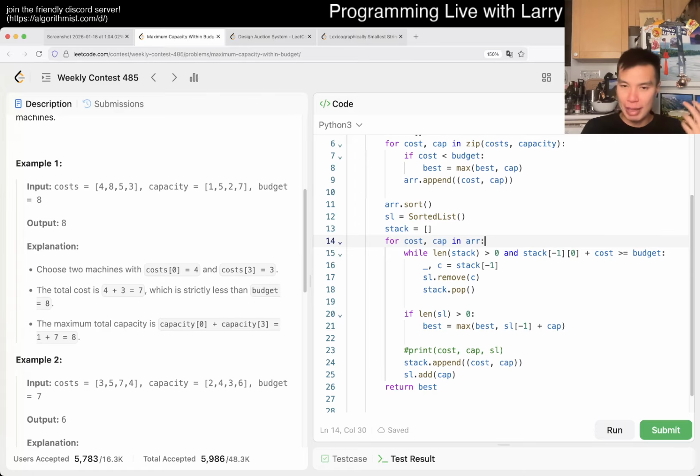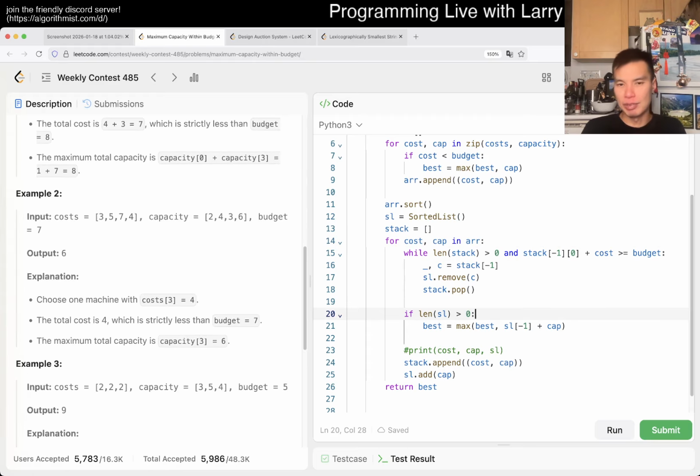But the way that you may want to think about it in a more straightforward way is just to keep the invariant that maybe you have 2 sorted lists, one for just the capacity, and then one for the cost and the capacity. And then as cost gets too expensive, you remove them from the capacity list, and just get one off that way. That's how I would think about it. Maybe convert stack into a sorted list. It is more expensive and slower, but it's easier to understand.